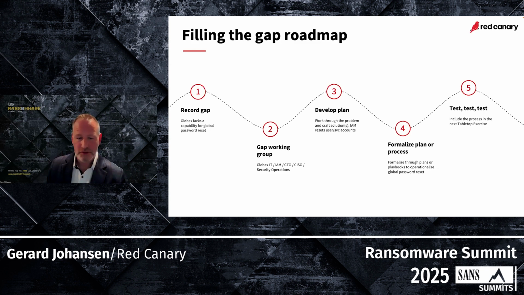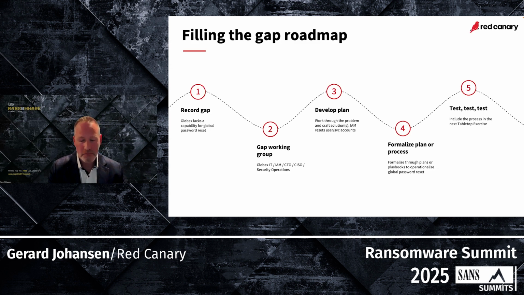What do we do here? In this case, we may pull in identity and access management, the CTO, CSO. We're going to develop a plan over the course of maybe 60 minutes. We're going to formalize that process, however your organization formalizes a plan or process. Here's the kicker. You're going to include that inject word for word if you want, or you can modify it a little bit, the next time you do a tabletop exercise.